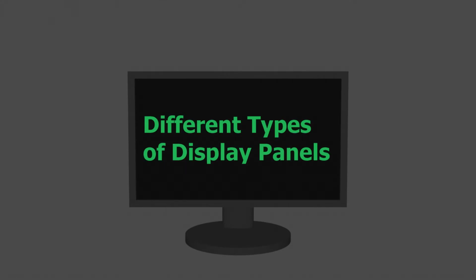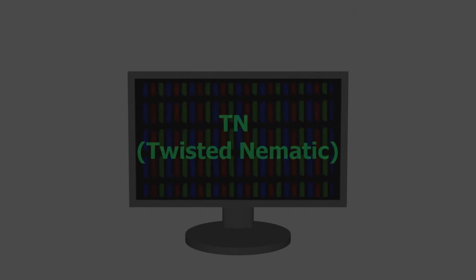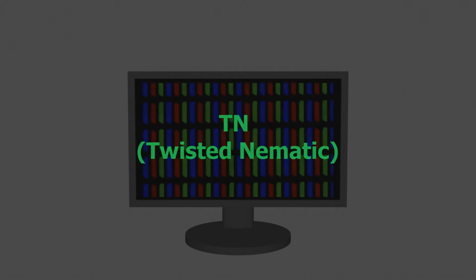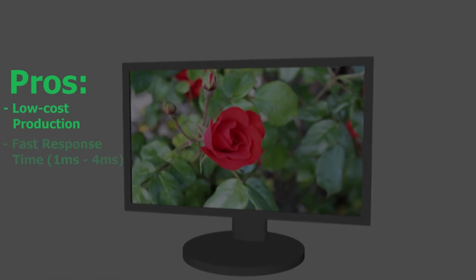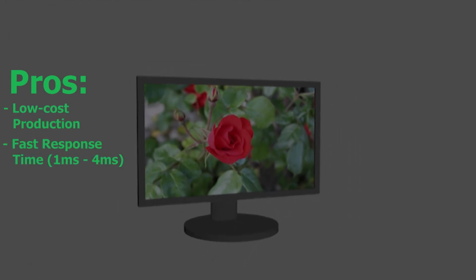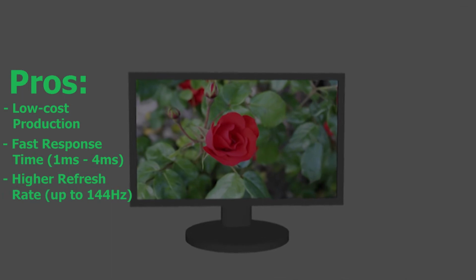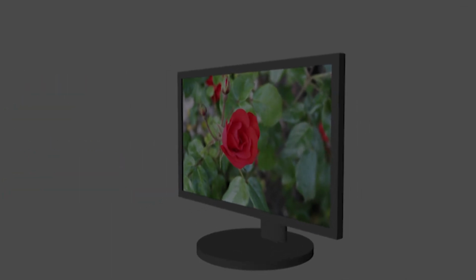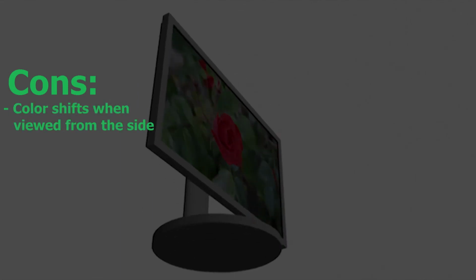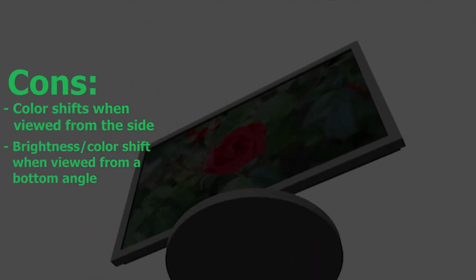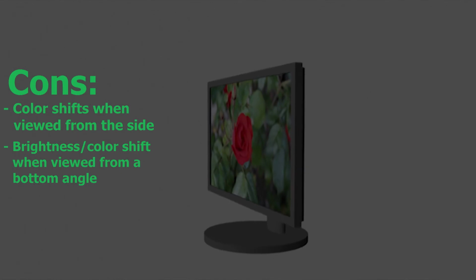LCD displays also have different panel types with different characteristics. The most common LCD panel is a TN or twisted nematic display. This panel is relatively inexpensive to produce, has some of the faster response times out there and can have a higher refresh rate compared to some of the other panels. However, TN panels do lose their color accuracy when viewed from a left or right angle and suffer from color and brightness loss when viewed at a bottom angle.